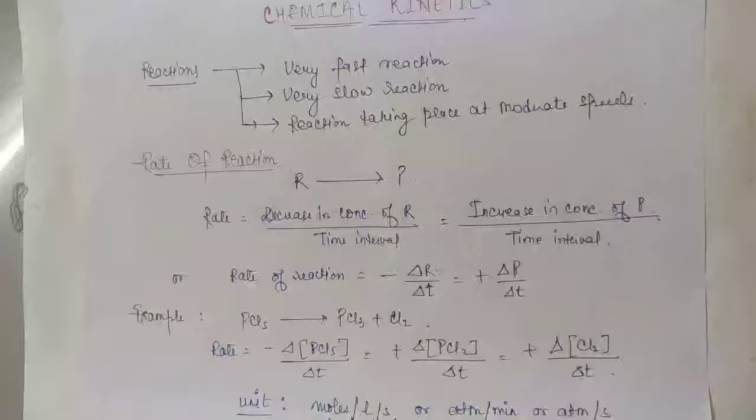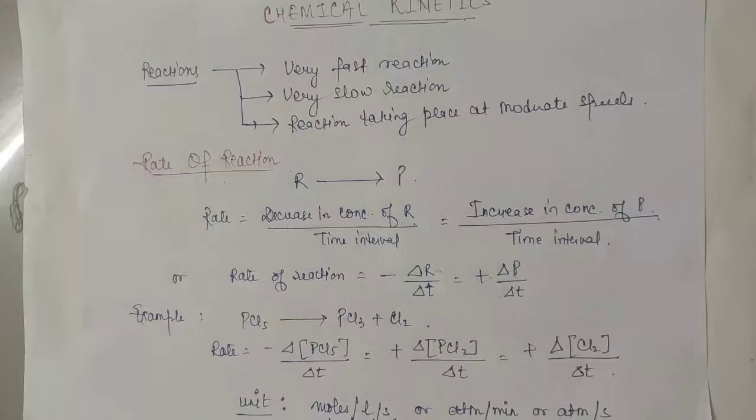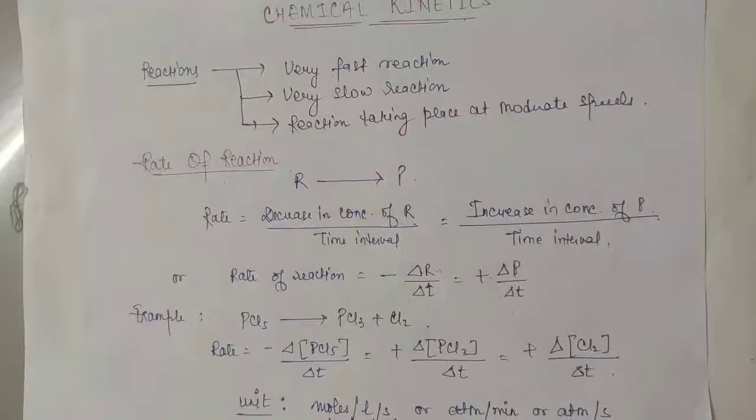Welcome students. Today in this video I am going to start your next chapter, that is chemical kinetics. The word kinetics is related to motion. Here also chemical kinetics means the study of the speed of the reaction. So in chemical kinetics you will study about speed or rate of various chemical reactions, the factors affecting the rate of the reaction, and the mechanism by which these reactions take place.